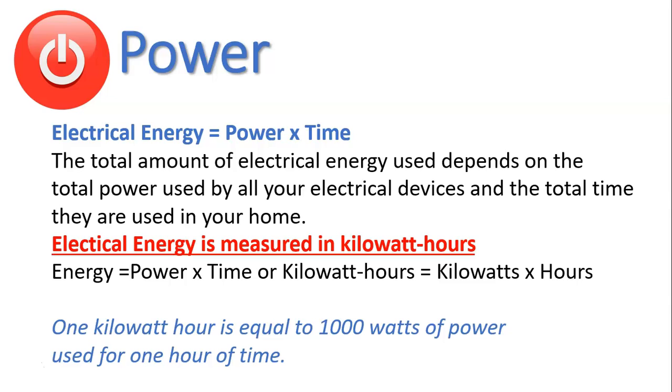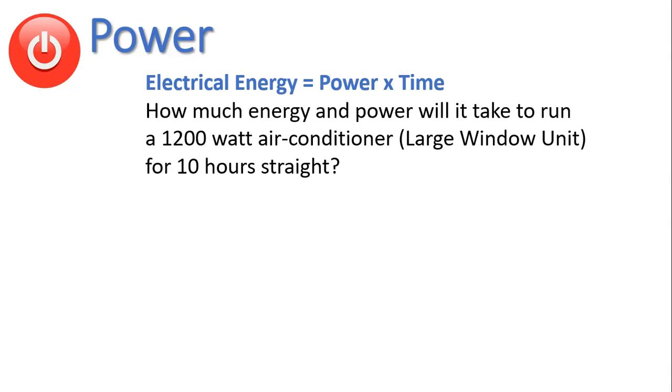So let's do a quick review question. I'm sure you remember that we did several of these back when we were covering power. The electrical energy is equal to power times time. We have a 1,200 watt air conditioner, which would be like a large window unit for a home. If you don't know what a window unit is, it's the kind you hang in the window of a room. It's not on the house itself, it's just a one-room air conditioner.